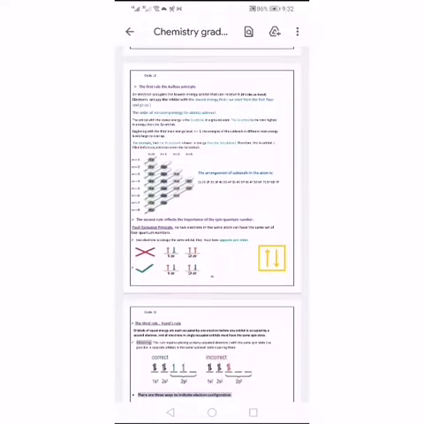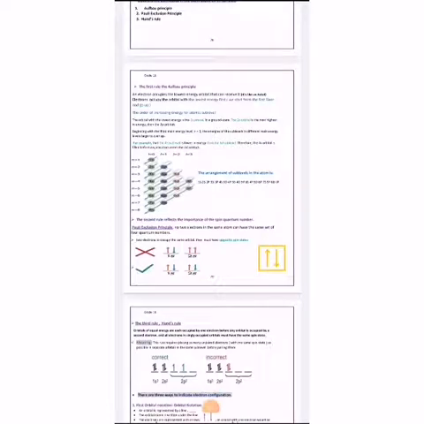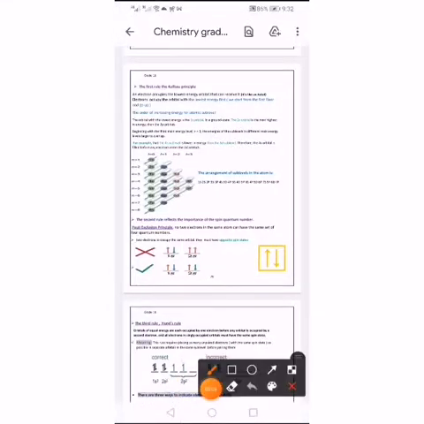Hope you are great. Today we're going to continue chapter 4, section 3. So let's start. We took before the first rule, which is called the Aufbau principle.